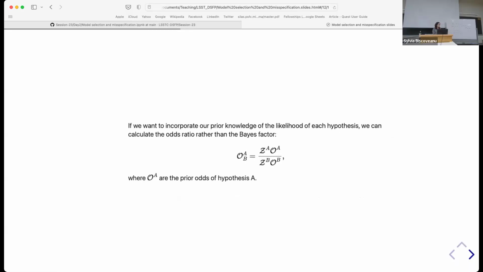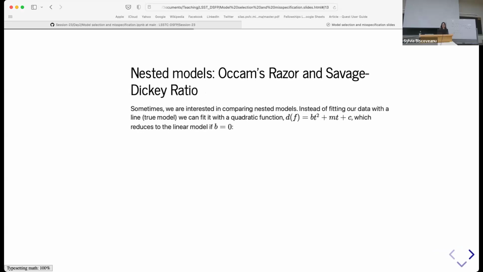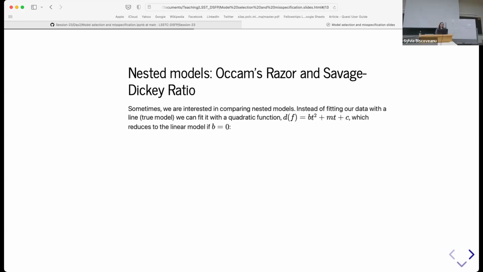Okay, so if we actually want to incorporate our prior beliefs in a specific theory, instead of calculating the Bayes factor, we can calculate the odds ratio. So in this case, hopefully you're all seeing the slides, the odds ratio is just the evidence for a specific model times our prior belief in that model divided by the same thing in the denominator. So, if you have some prior odds, you just multiply that by your Bayes factor and you get an odds ratio.